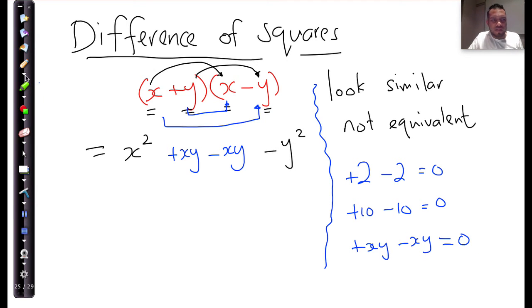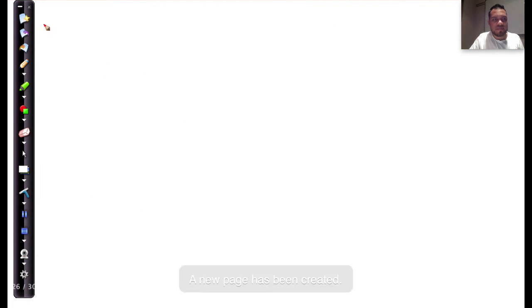So what do you notice over here? That these two blue terms cancel out, they add up to 0. And therefore my solution becomes x squared minus y squared. Okay, so that's the first difference of squares. That's the product where we have a difference of squares. Let's look at another one.